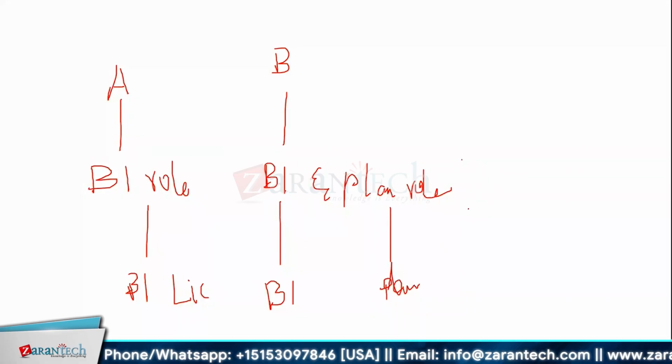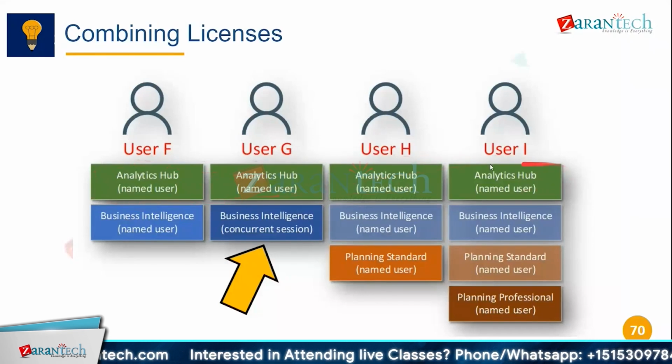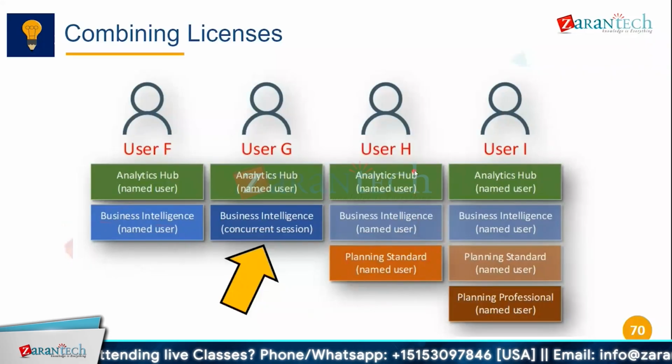However, if you are using planning professional, it has planning standard inbuilt. So that is a scenario where you have a superset of the license. So a user can consume multiple roles, and through that he can consume multiple licenses also. So that is the scenario here. You have different users, user F, G, H, I. Here you have Analytics Hub, with a different role. Then there is the business intelligence role, which again is assigned. And user H is a person who will do, in addition to Analytics Hub and business intelligence, planning standard. So he wants to view the planning stories.